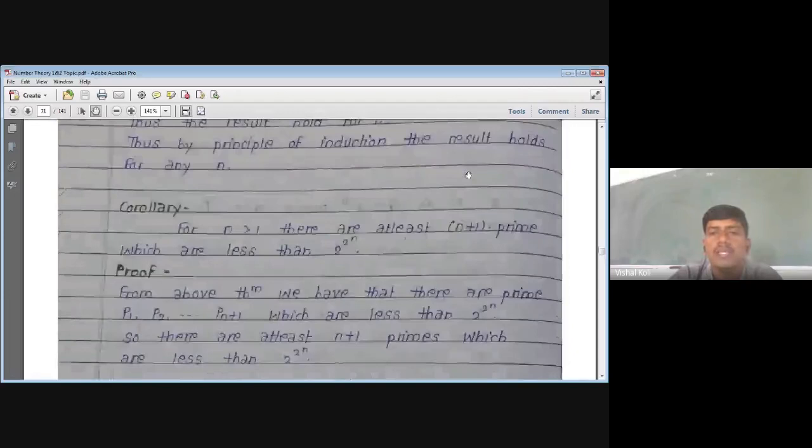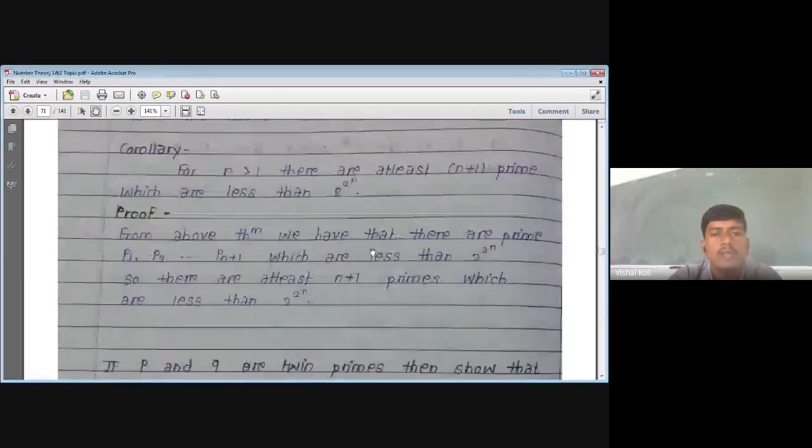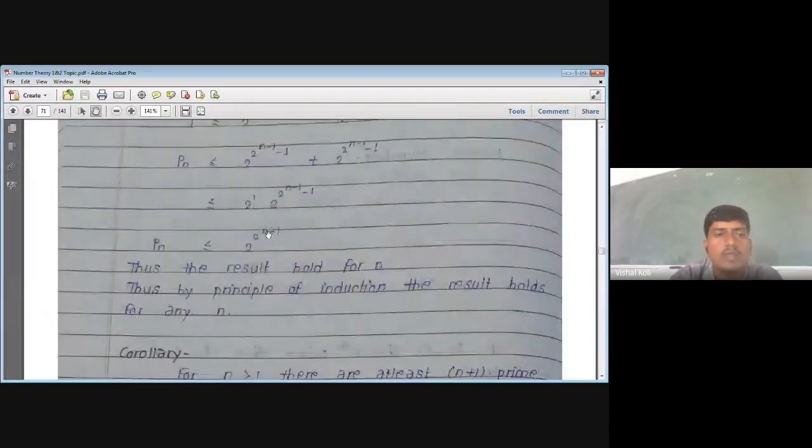Now, from the above theorem, we have that there are primes p1, p2, and so on up to pn plus 1, which are less than 2 to the power 2 raised to n. Here we have taken n plus 1 primes. If we take n plus 1 primes, then we have to just put here n equal to n plus 1.